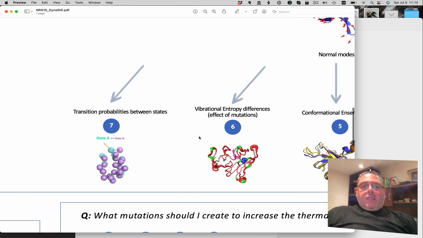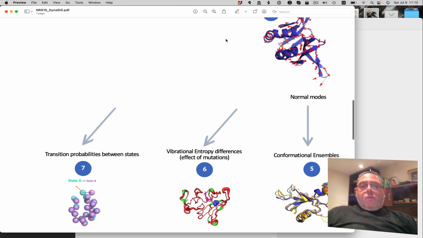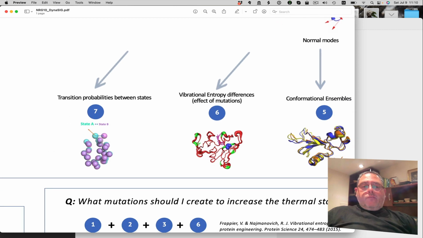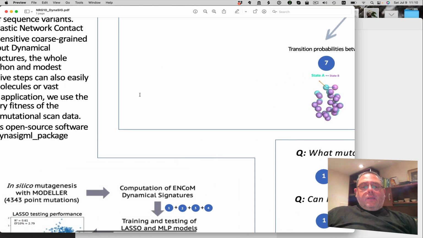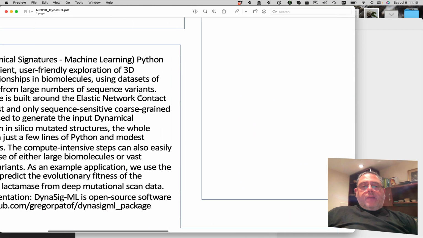Now, the last application that is shown here is that with the normal modes, all of them taken together, we can actually see not only if a residue is flexible or rigid, but also if the movements tend to go towards a direction that would lead you from one state to another, and so the normal modes may favor one state over another, and so we can calculate transition probabilities between states. All of this is the NRGTEN package.